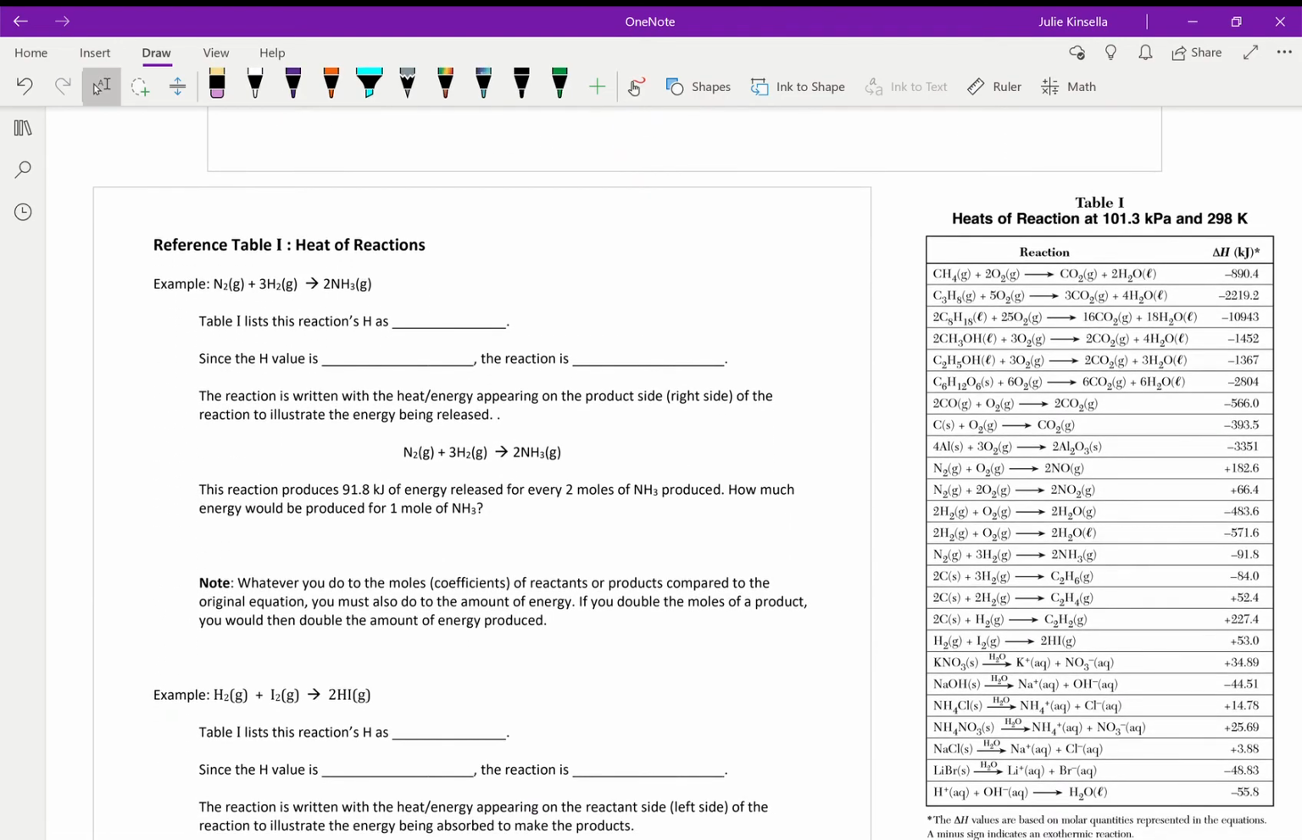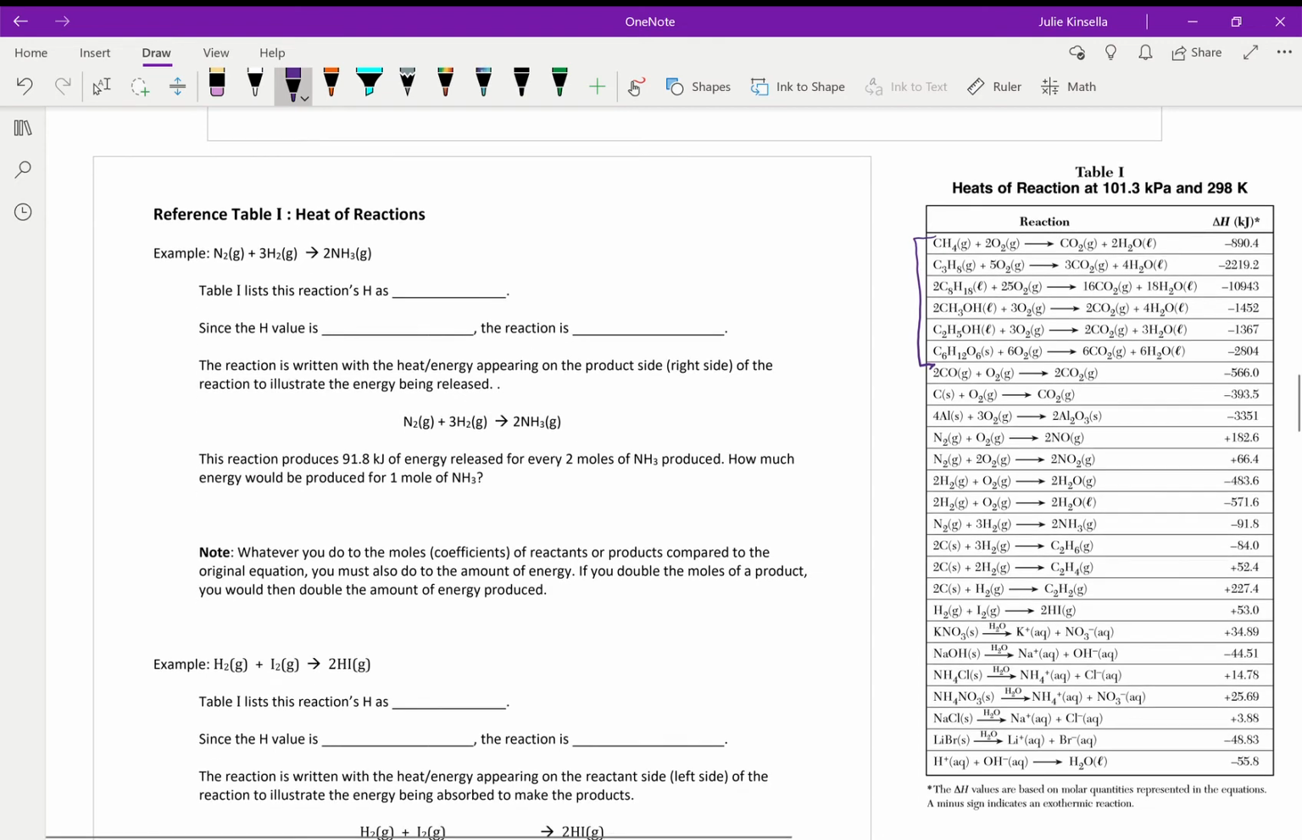The other part of this is using Table I, which is a whole chart in your reference tables based on your heat of reactions. You'll see that you'll have various reactions here. You have your combustion reactions on the top part. Then you'll see all these synthesis reactions in the middle segment. And then you'll see various salts that dissolve, with the exception of the formation of water at the very bottom. One little thing I like to point out is they actually mention on Table I that the delta H values talk about the molar quantities represented in the equation, but also that the minus sign indicates an exothermic reaction. So it kind of helps you out with remembering which is exothermic versus endothermic.